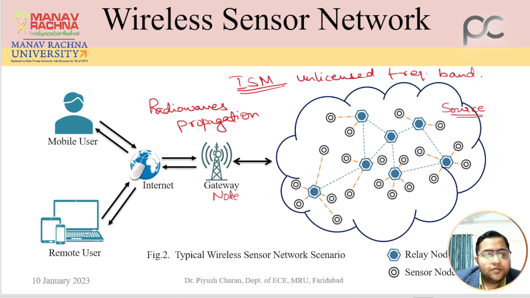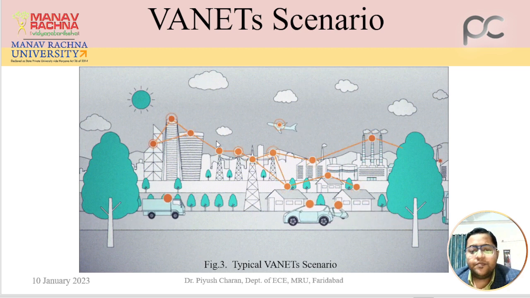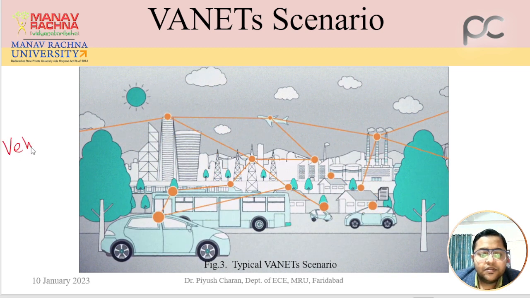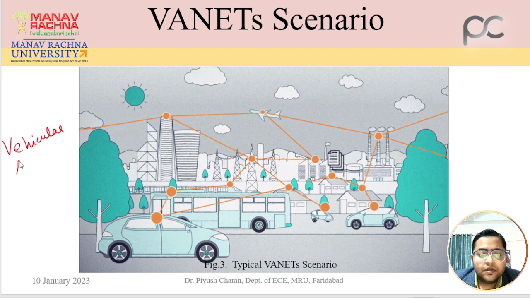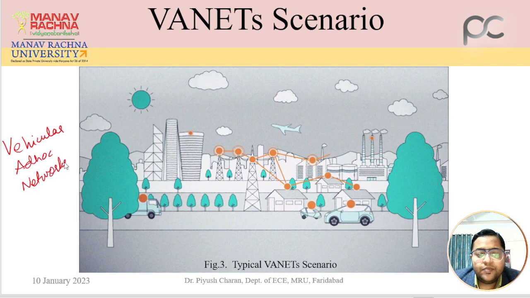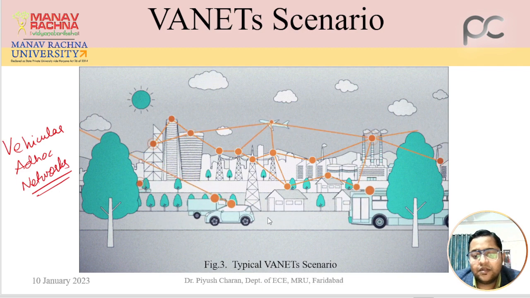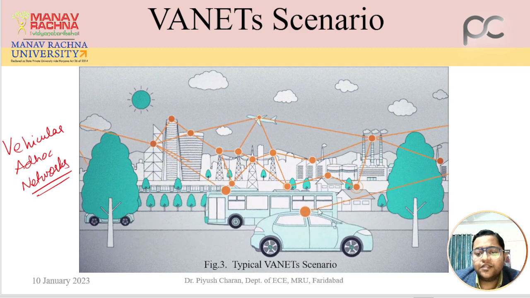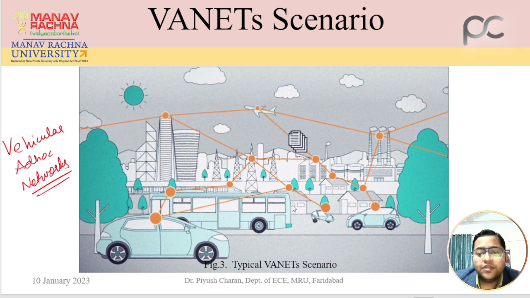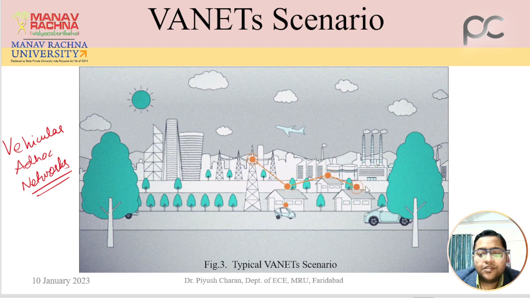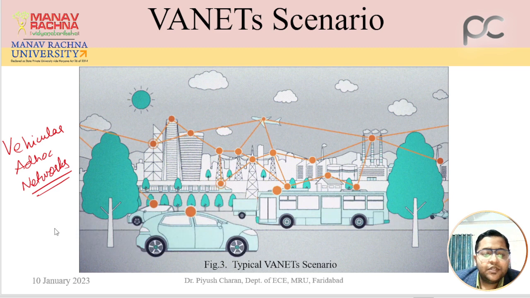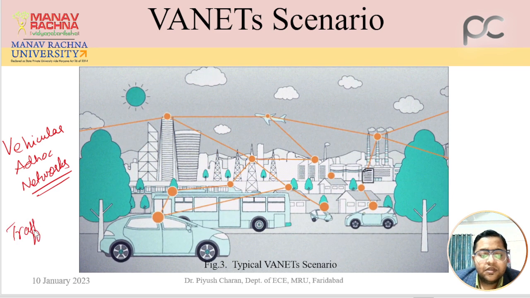Okay, so let's see another example. This is a typical VANETs scenario. VANETs are vehicular ad hoc networks. In this typical scenario, you can see all these vehicles are attached to some sensors which are continuously sensing data about the neighboring nodes, that is, how many sensors are around a particular node, and it can be used for traffic management on streets.